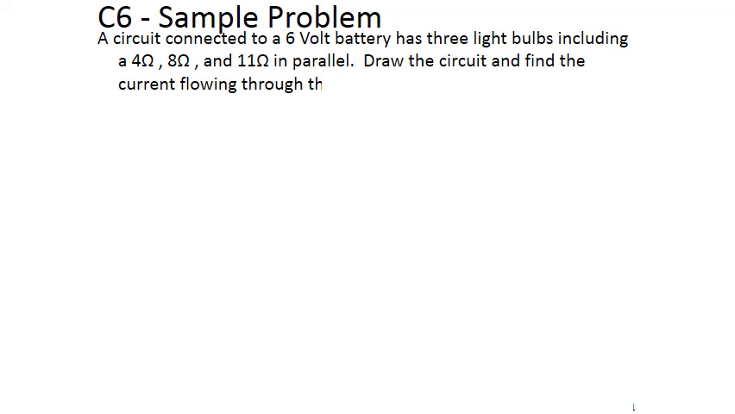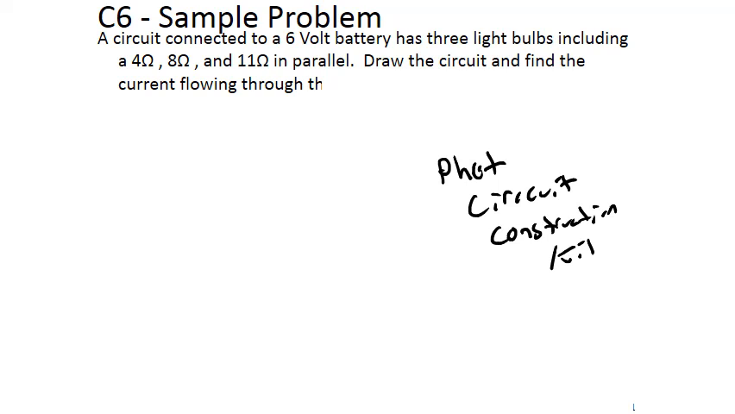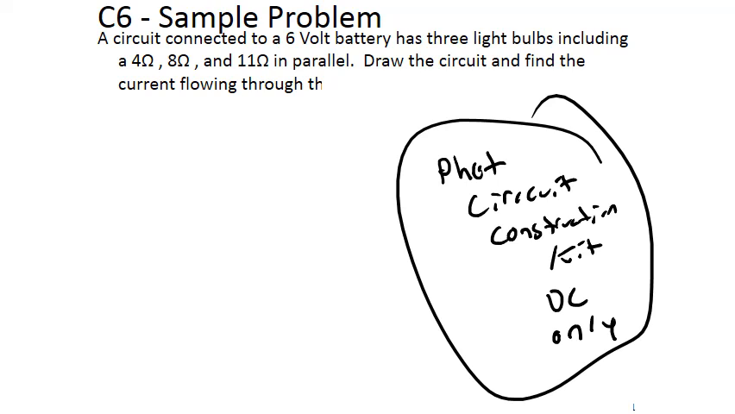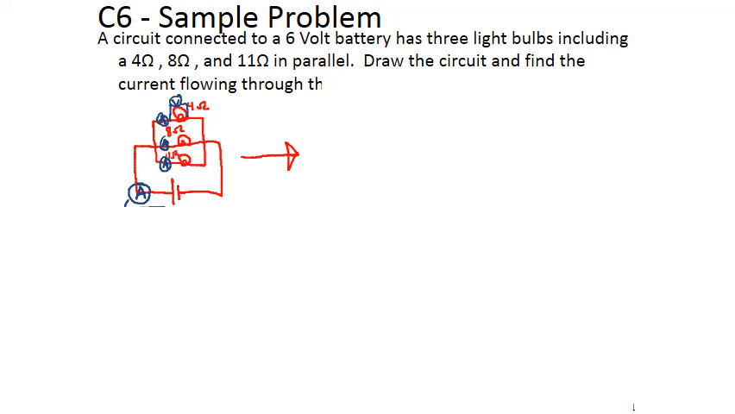What I'm going to have you do, like I did for the other tutorial, is go ahead and Google search PhET circuit construction kit DC only. If you Google search that, you can pull that up and then make a circuit that looks like this. You're going to have the cell at the bottom. You'll have an ammeter here. And then set up 3 bulbs in parallel. You have the 4, 8, and 11 ohm. And you'll be able to see what's happening with the current there.